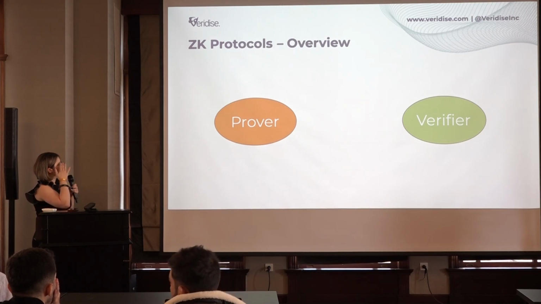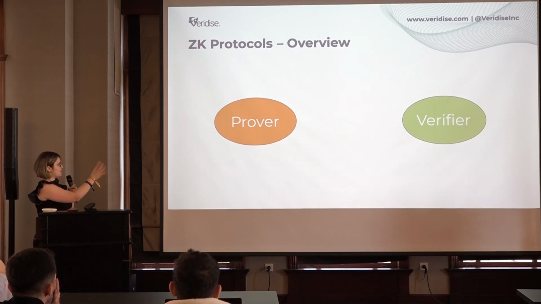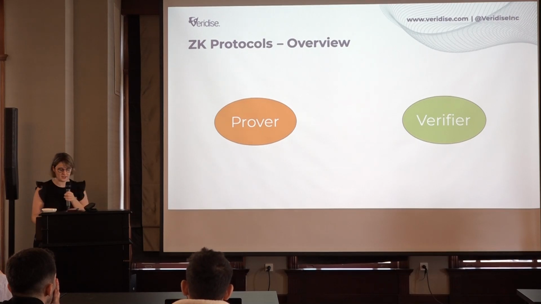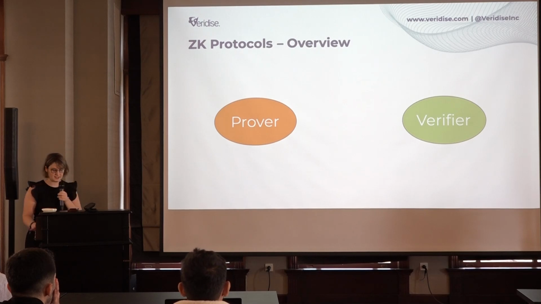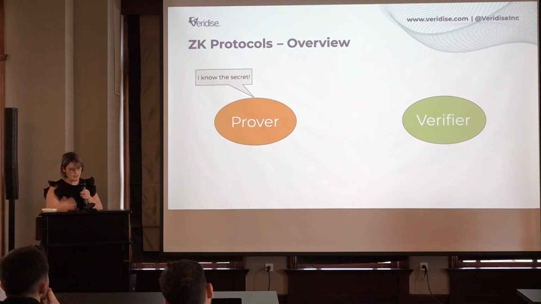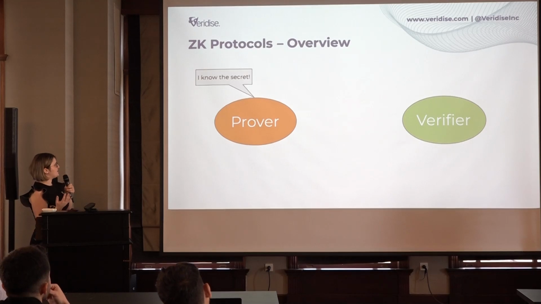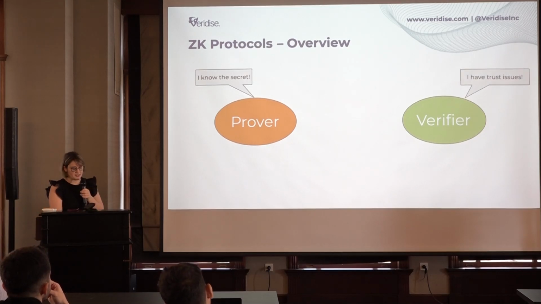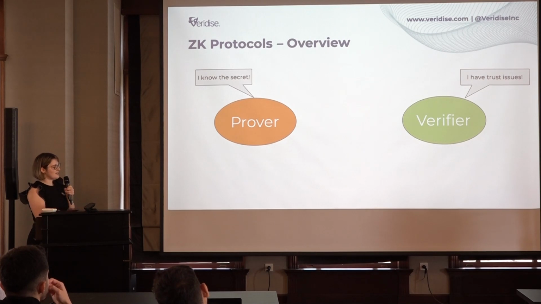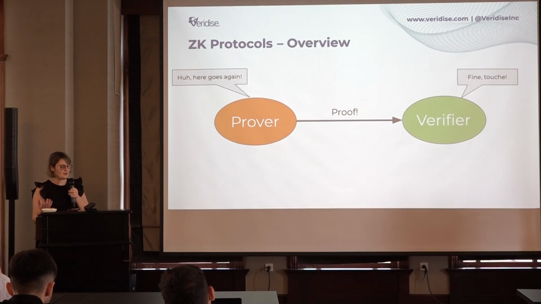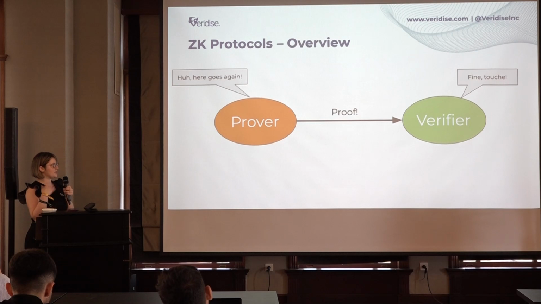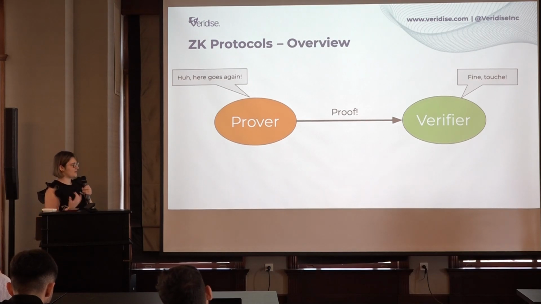In general, zero-knowledge protocols communicate in this way. There are two entities, the prover and the verifier, and the interaction between them looks like this. The prover wants to prove to the verifier that they know a secret. But the verifier cannot trust them blindly, so the prover has to send a proof that they know the secret. Then the verifier is able to verify the proof and say, okay, everything is fine, indeed, you know the secret.